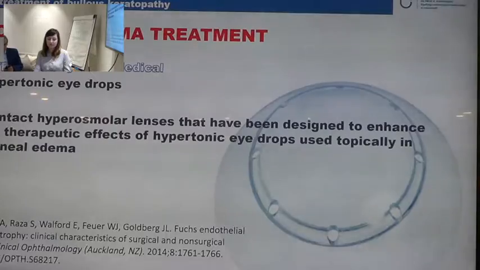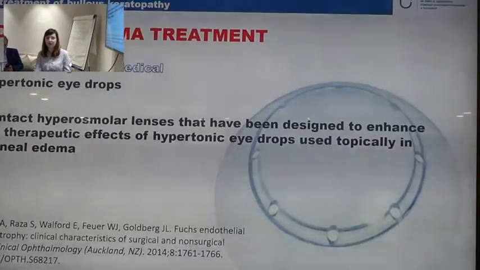So in 2014, Goldberg presented characteristics of non-surgical and surgical patients of Fuchs endothelial dystrophy, and he found out that nearly 80% of patients did not undergo any corneal surgery. Therefore, the majority of patients with corneal edema will stay in the conservative treatment for many years. Taking this into consideration, any optimization of conservative treatment would be most welcome.